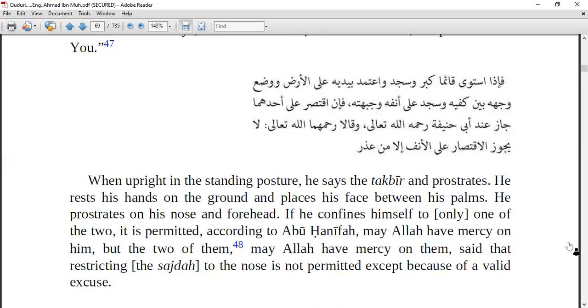Right? Now, this position that he's mentioning, he's not differentiating between men and women. Both of them are going to place their hands on the ground and place their face between the ground. There will be some differences in the position which he's going to mention later on.